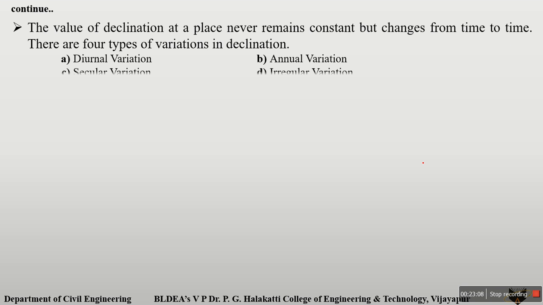The value of the declination will not always be the same in the same place. It continuously changes from time to time. Depending upon these changes, they are classified into four: diurnal variation, annual variation, secular variation and lastly irregular variation. These are the four variations in the declination.